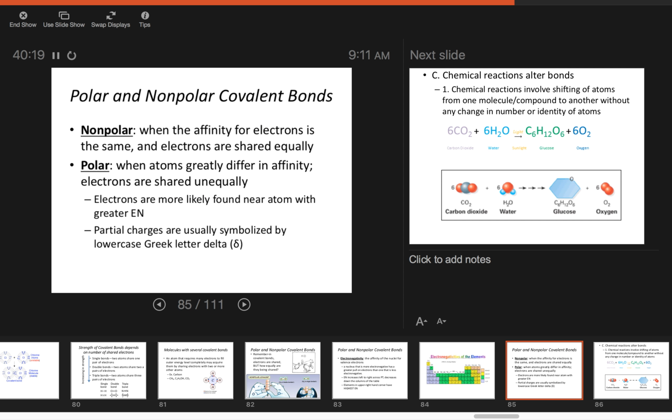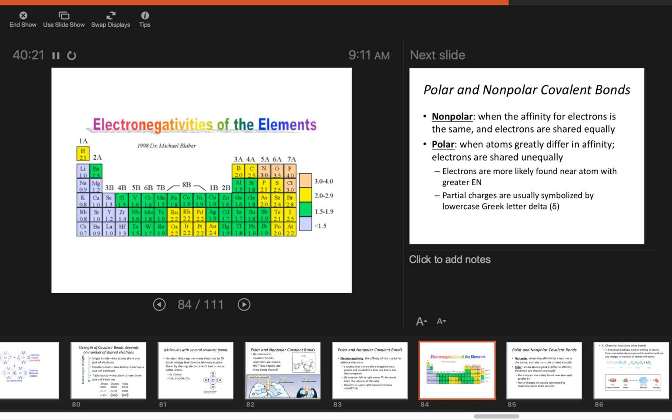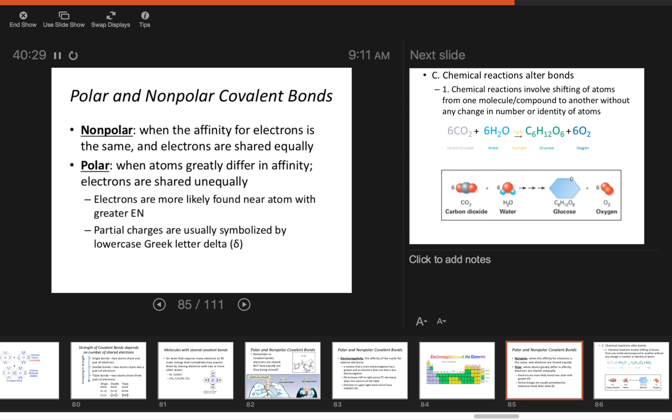Hey, why is francium not there? Good question. I don't know. Because they're all radioactive. The ones in the bottom. Could be. That's probably it.